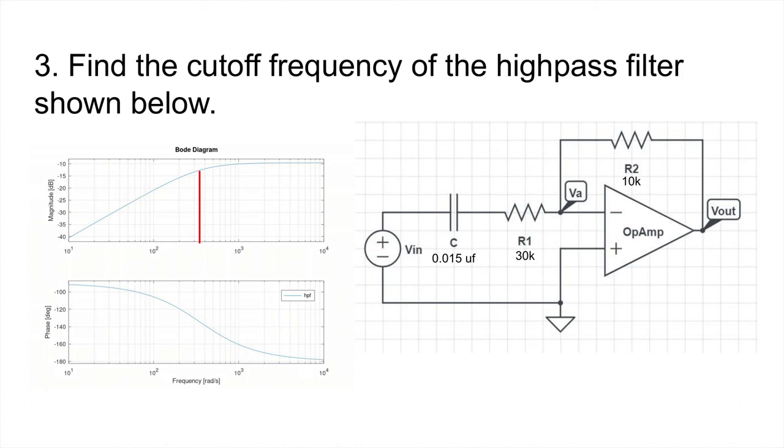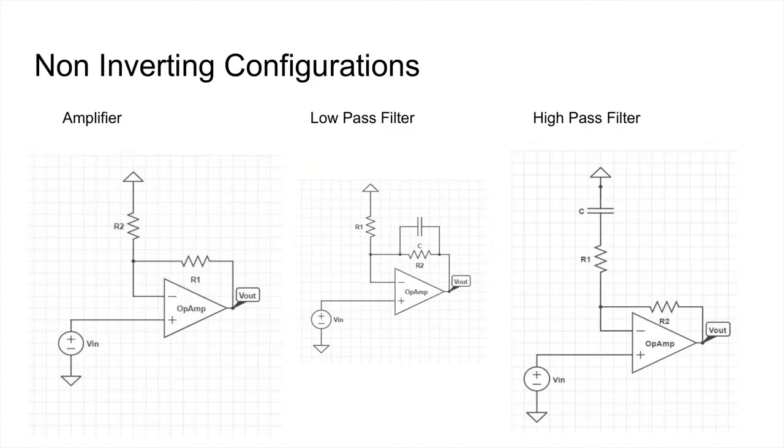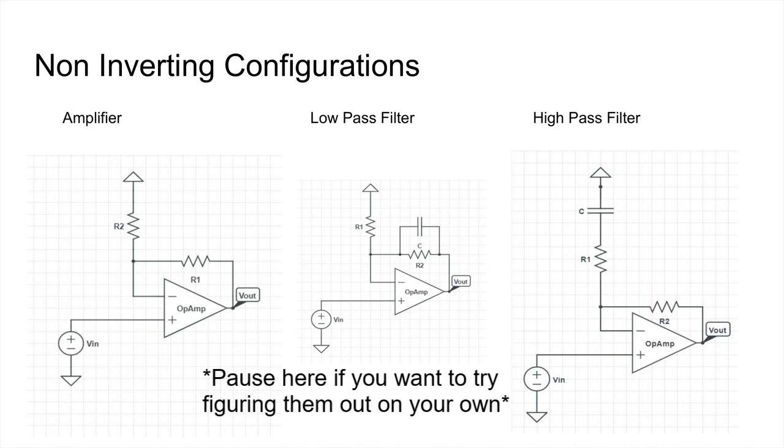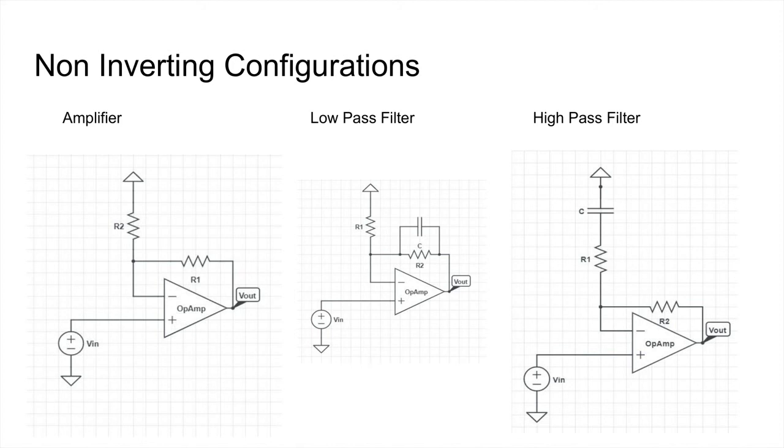And there you go. That's a few practice problems to get you to understand these inverting amplifiers a bit better. There are other configurations and other uses of the op-amp. We could talk about the non-inverting configurations of the amplifier, low-pass filter and high-pass filter. As you can see, the input signal or voltage is connected to the positive terminal of the op-amp, where we have the rest of the circuits connected to the negative terminal of the op-amp. For these, we'll be doing exactly the same thing as before to find the correct equations for them. I'll just show you how to go about doing this for the non-inverting configurations.